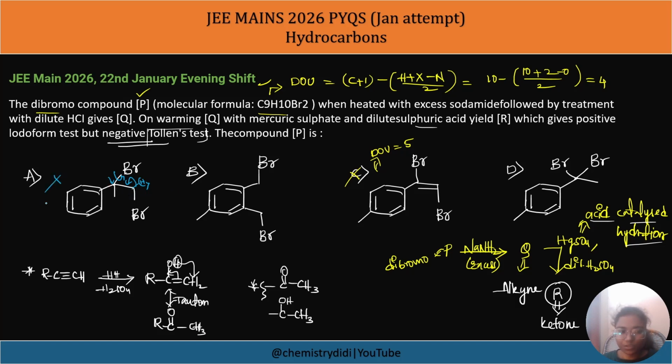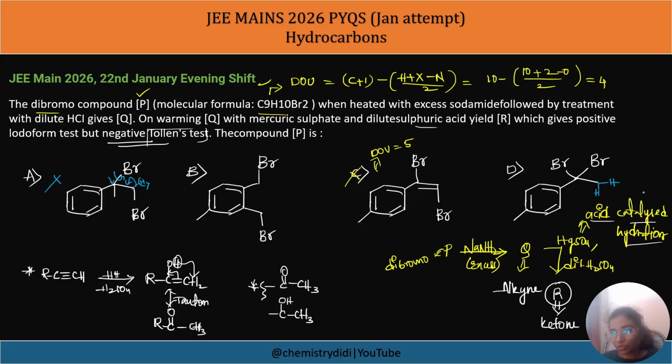So that's why this option is wrong. And here also there is no possibility of getting a terminal alkyne. So what you will do over here, we can't abstract the hydrogen from here. This is a bit weird, right? So let's check afterwards. This will be the answer for sure, because here there are two hydrogens.